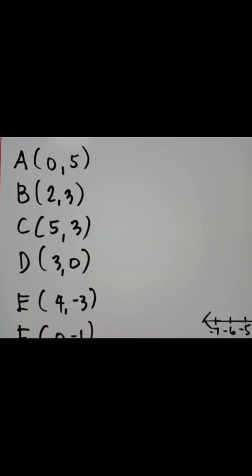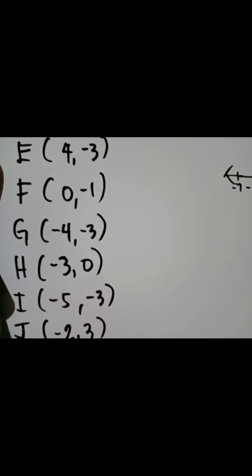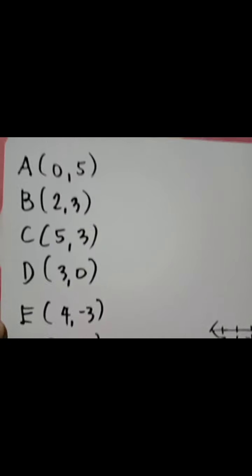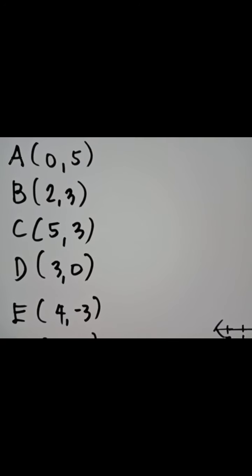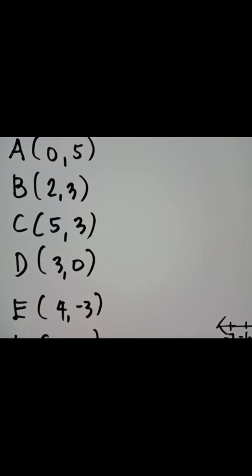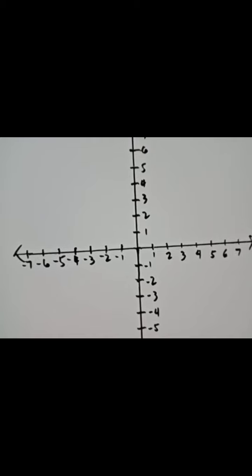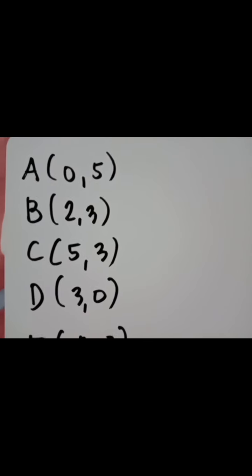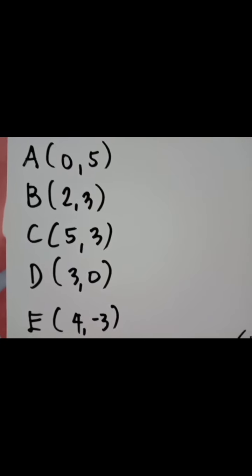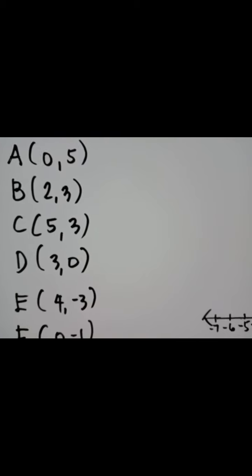I have here the following coordinates from A to J. Okay, and then we're going to locate this first. On what quadrant does it lie, and then afterwards we're going to plot it in our Cartesian coordinate system. Okay, let's start with A, 0, 5. 0, 5, what do you think is the location of 0, 5? On what quadrant does it lie? 0 and then 5.